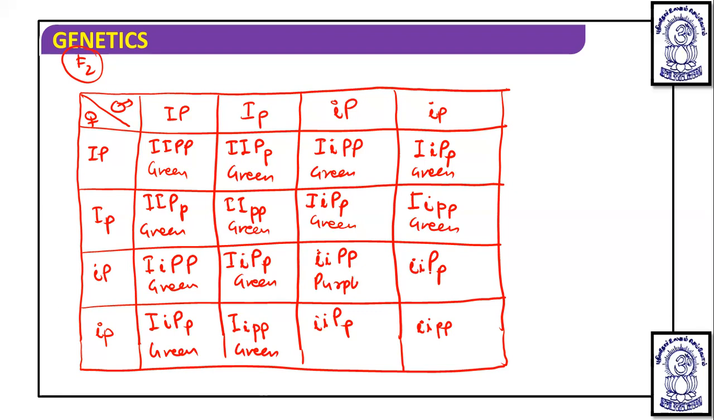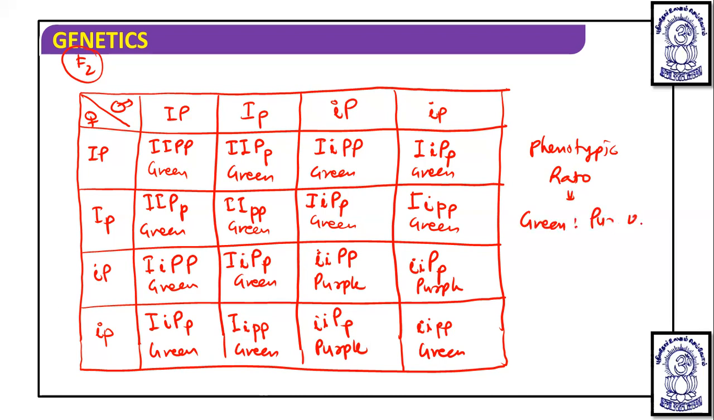This small i is going to produce purple color. Here also you will see the purple color of P gene. But here small p, so this is going to be again green. So if we talk about the phenotypic ratio of inhibitory gene interaction, then green is to purple is going to be 13 is to 3, because these three are purple, the remaining 13 are green. So 13 is to 3, where the I gene is inhibiting the P gene.